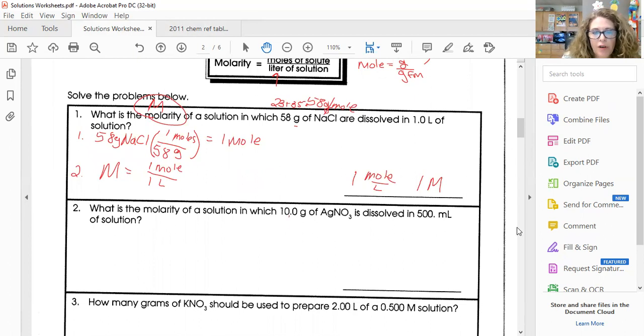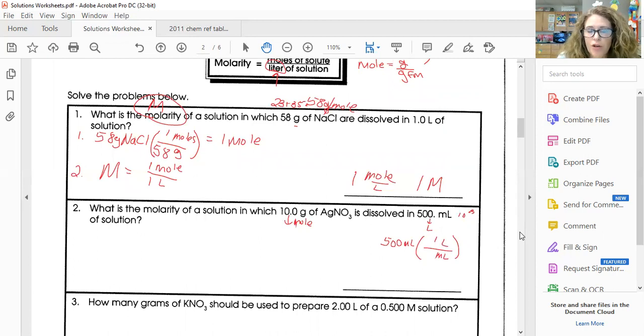First of all, I need to convert my grams to moles because I need moles. Now I have milliliters, but again, I need liters of solution. So I need to convert my milliliters to liters. All right, so let's do milliliters to liters. I have 500 milliliters. Milli is 10 to the minus 3 on your reference tables. So then I am going to go from milliliters to liters.